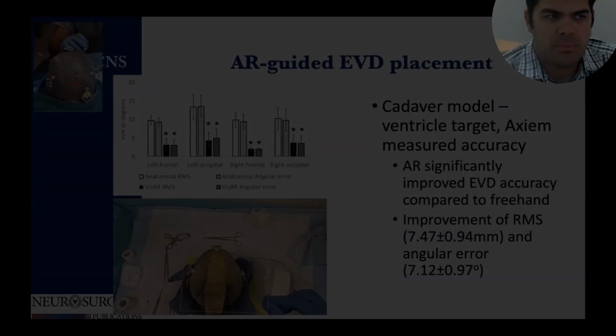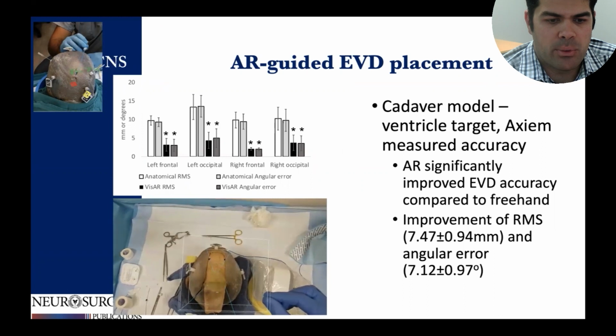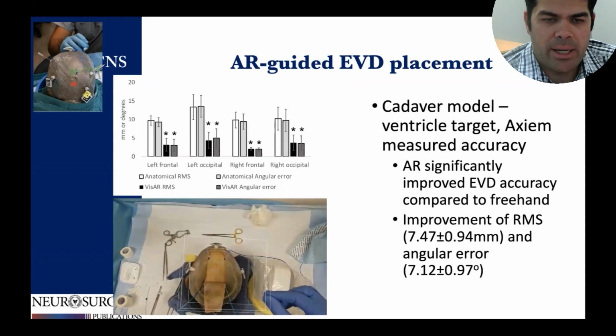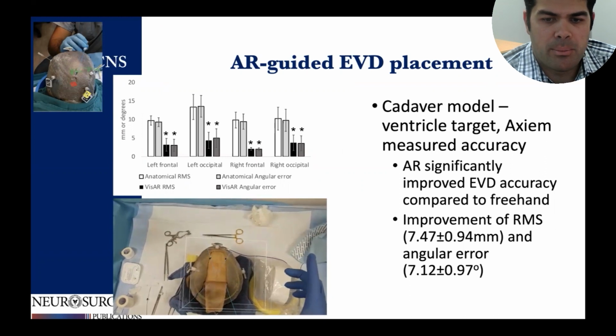That looks pretty good. Then using our cadaver model, we basically found that the overall accuracy for a cadaver model is about 1 centimeter when using traditional anatomical landmarks. But with our AR-guided system, we were able to get down to about 3 millimeters accuracy. So you had a 7.4 millimeter average improvement in accuracy with using augmented reality for the same target. And the angular error also showed the same improvement. And this didn't matter with whether it was left or right, frontal or occipital ventricle.